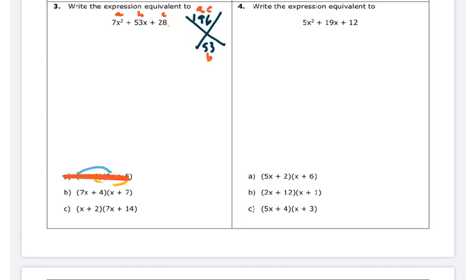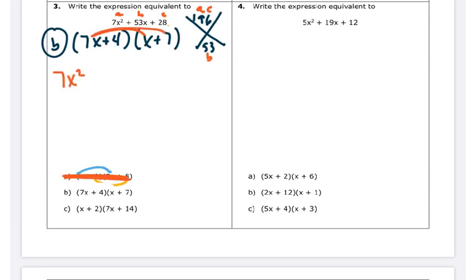So what I'm going to do is I'm going to take B and I'm going to write it down. 7x plus 4 times x plus 7. I am going to do what we did in the last unit. It's called double distributing. 7x with another x is 7x squared. 7x times 7 is positive 49x. You were really good at this last chapter. 4 with an x is a 4x. 4 with a 7 is a plus 28.